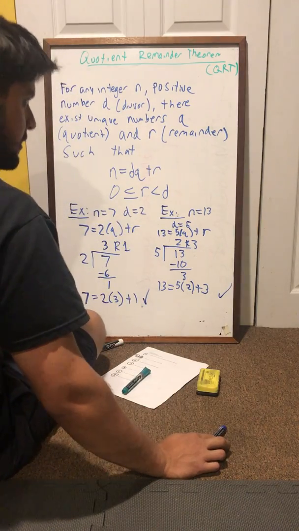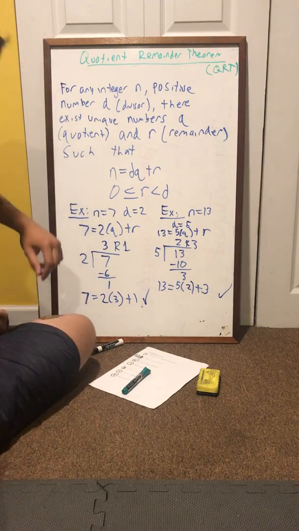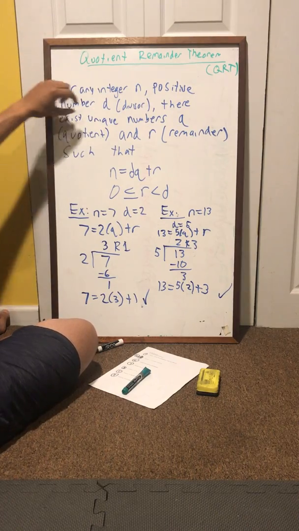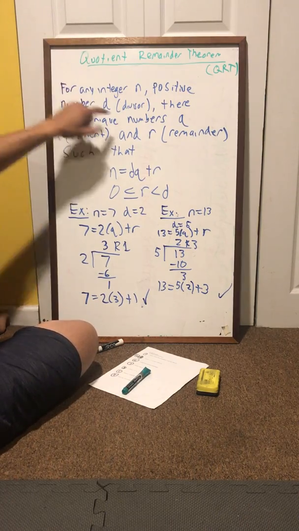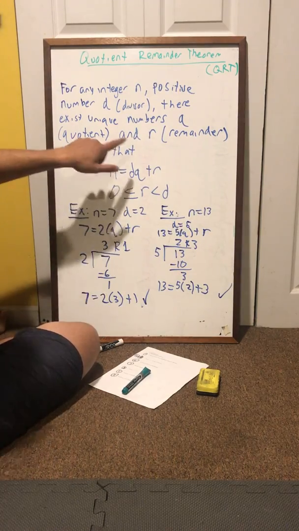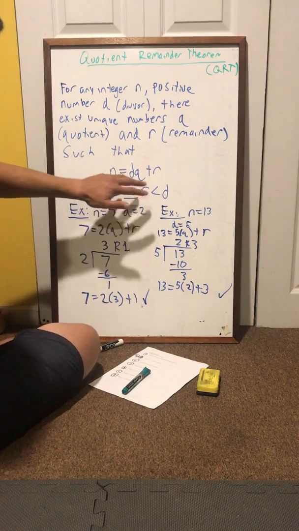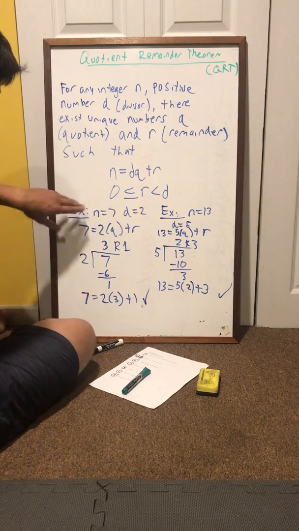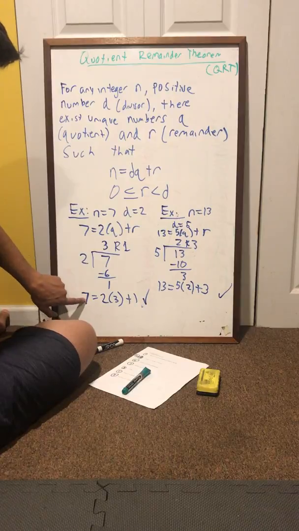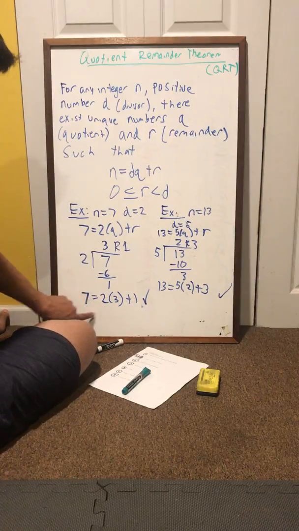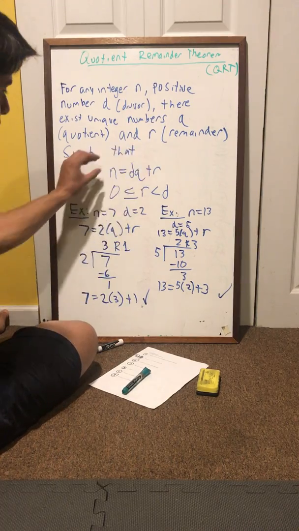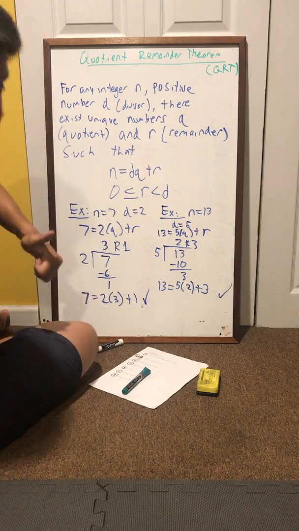And there we go, we have the quotient remainder theorem. We'll just go through it one more time. For any integer n, positive number d, the divisor, there exist unique numbers q, which is the quotient, and r, which is the remainder, such that n equals dq plus r, and 0 is less than or equal to r, less than d. Our two examples use the simple idea of long division for this kind of problem. If 2 doesn't divide 7 cleanly, we get a remainder, and then we can plug it into this formal definition, and it all works out.